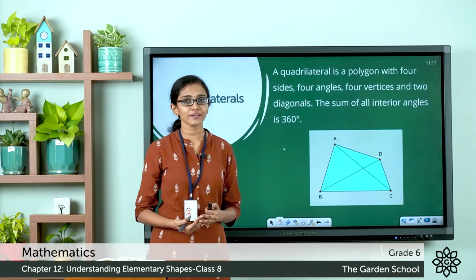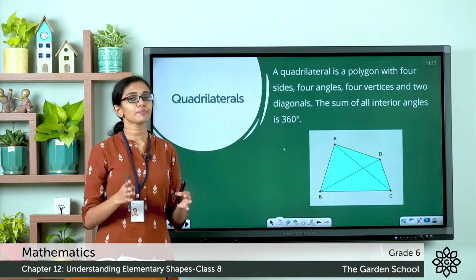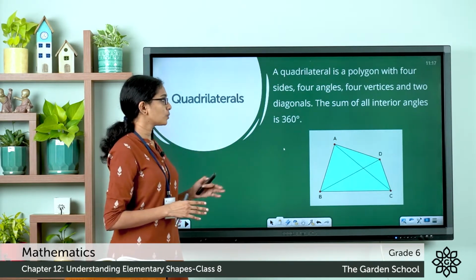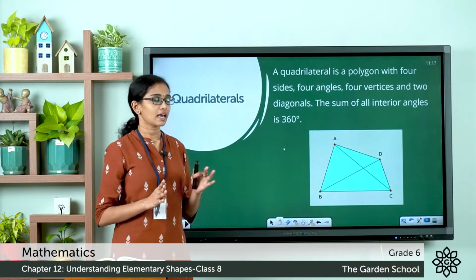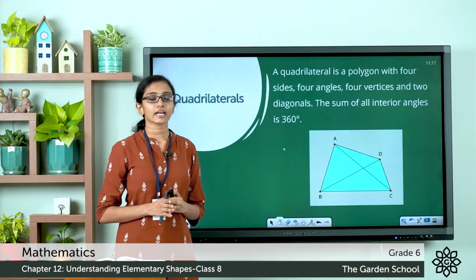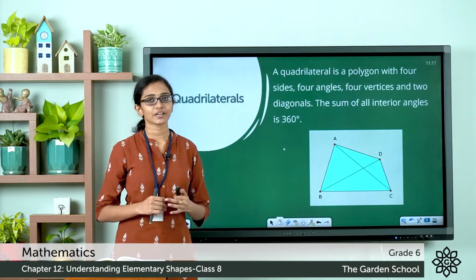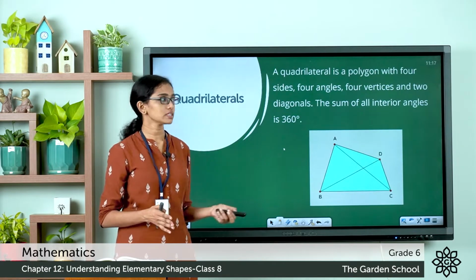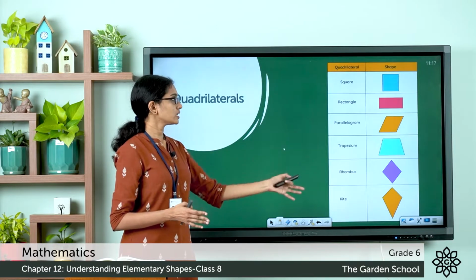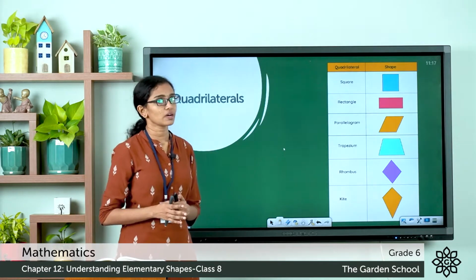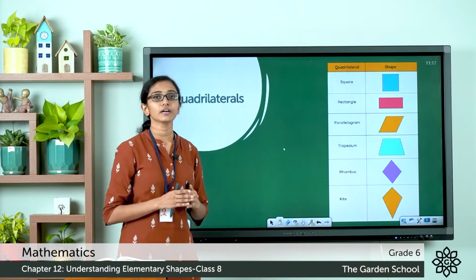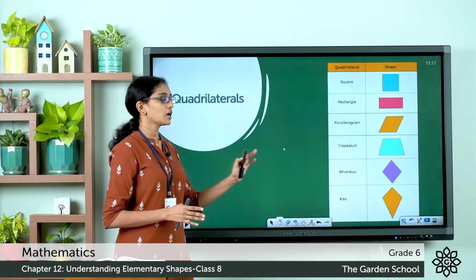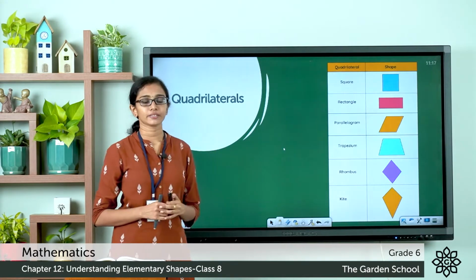So let's see these again. A quadrilateral is a polygon with four sides, four angles, four vertices and two diagonals. And the sum of all the interior angles is equal to 360 degree. You see there are different types of quadrilaterals. You can see a picture here. Now the different types of quadrilateral are square, rectangle, parallelogram, trapezium, rhombus and kite.